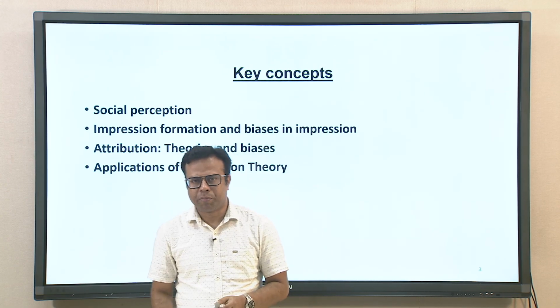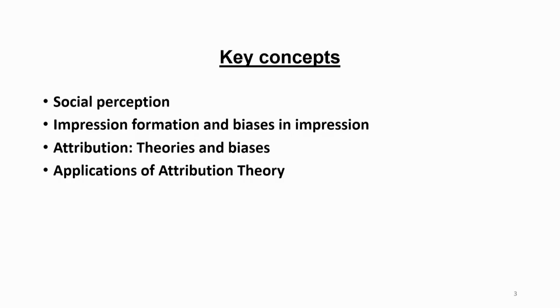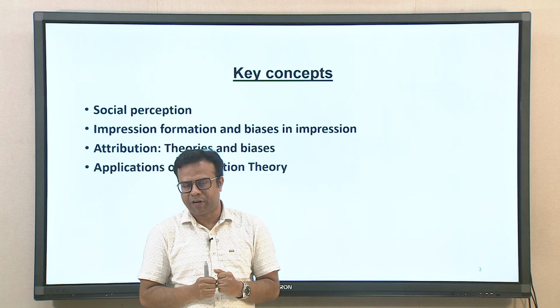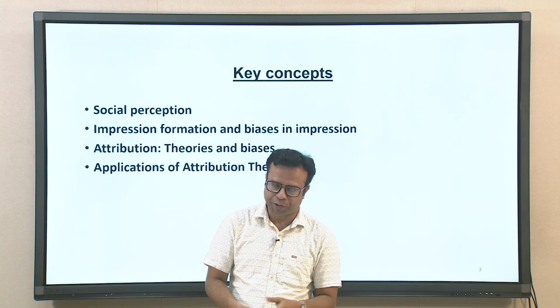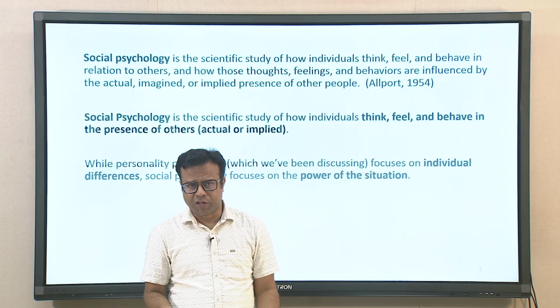In today's lecture, we will talk about the concept of social perception. This is one of the important concepts within social psychology, and we will talk about impression formation and biases in impressions. We will also talk about the concept of attribution and the various theories of attribution, and at the end we will talk about some possible applications of attribution theory. So, let us start today's lecture.